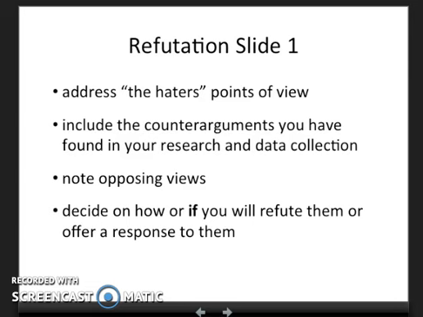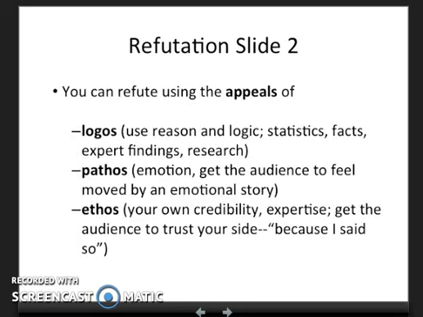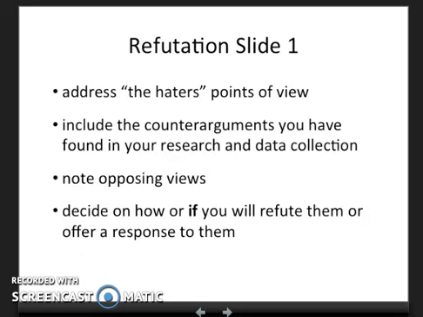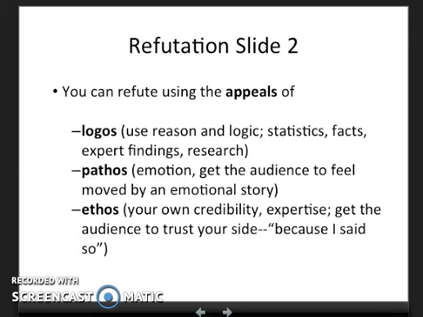Right. So then you'll need a couple slides that give you refutation. You want to address the haters' points of view. So you want to include counter arguments that you found in your research and data collection. Note the opposing views here on some slides. Decide on how or if you'll refute them or offer a response to them. Sometimes you can just say, hey, you know what, I get their point of view and I hear them, but this is my point of view. You don't necessarily have to argue against them if you don't have an argument, but you want to at least nod to what the other side says.